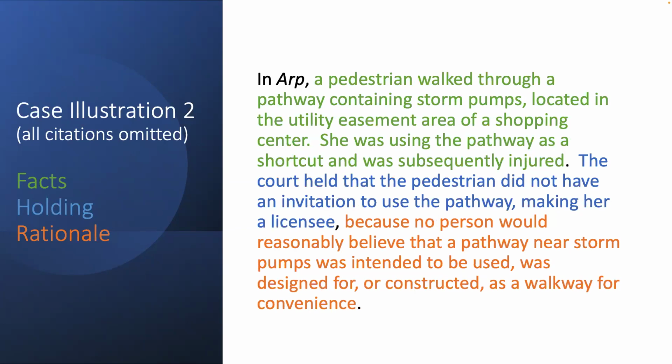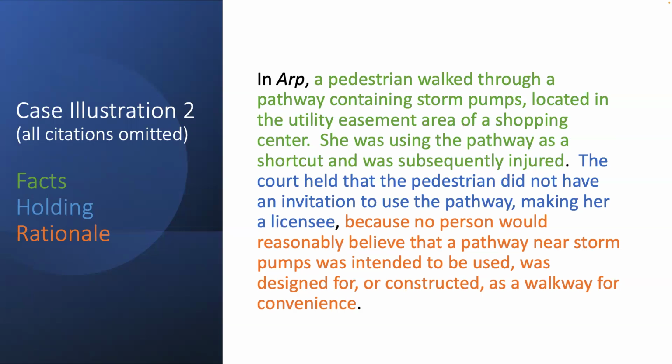In ARP, a pedestrian walked through a pathway containing storm pumps located in the utility easement area of a shopping center. She was using the pathway as a shortcut and was subsequently injured. The court held that the pedestrian did not have an invitation to use the pathway, making her a licensee, because no person would reasonably believe that a pathway near storm pumps was intended to be used, was designed for, or constructed as a walkway for convenience.